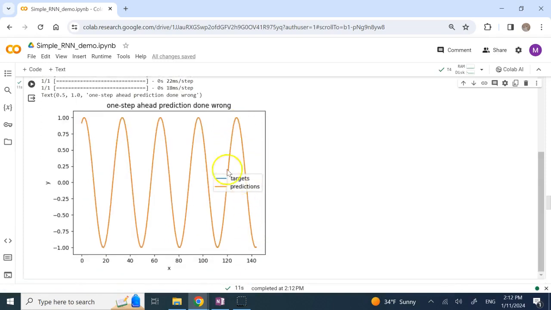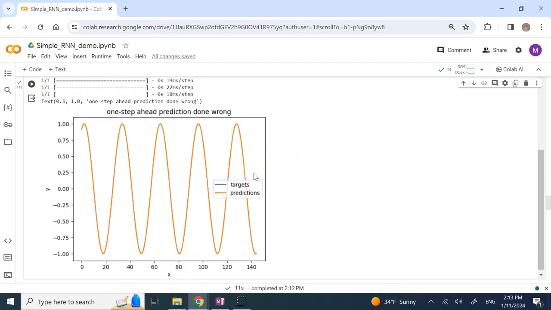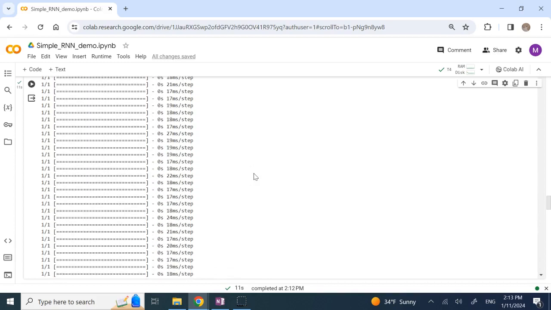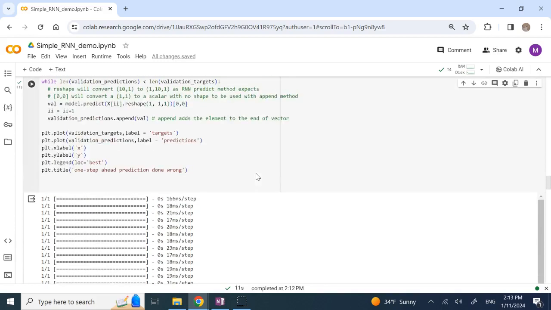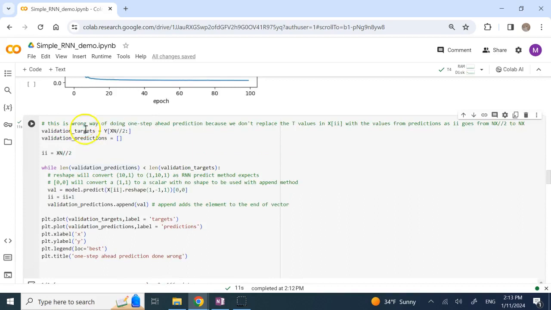And if you see, the predicted results and the real targets are perfectly on top of each other. Okay, perfect. Why is that? Well, two reasons. One, there was no noise in the training data. Second one is, we did the prediction wrong here in this code. Now, what did we do wrong?